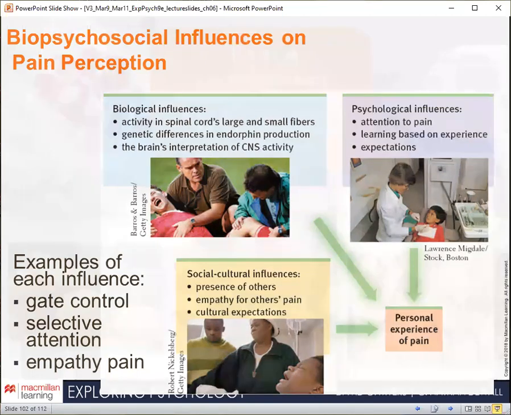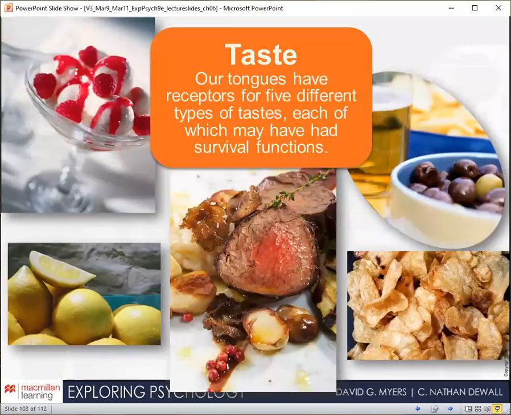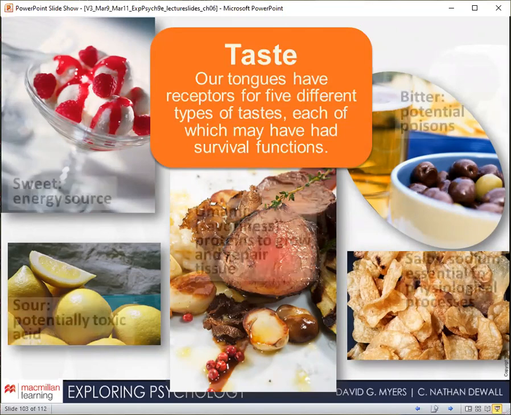Now, the last few are going to be looking at some other senses, some of which you have some greater understanding of or experience of. Let's look at taste. Our tongues have receptors for 5 different types of taste, each of which may have had a survival function in the past. I mean, why do we have these tastes? Because the taste to our ancestors used to tell us something of a potential danger.